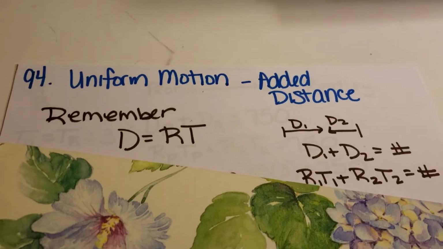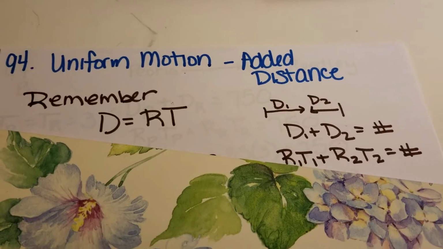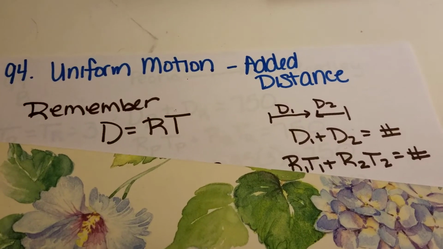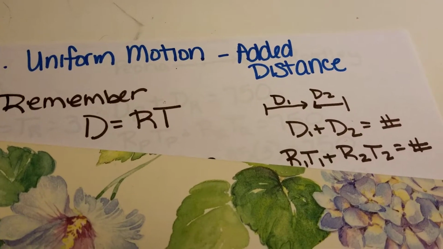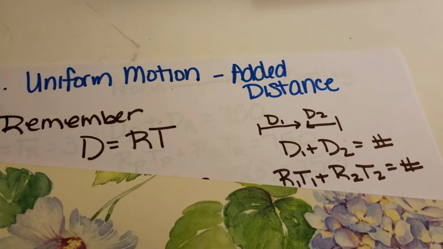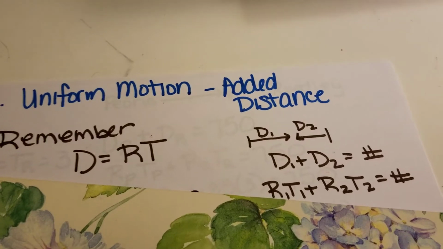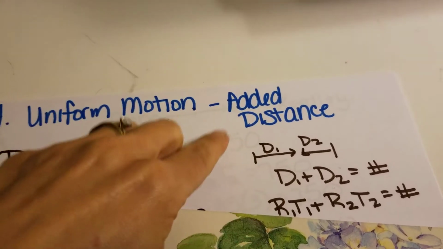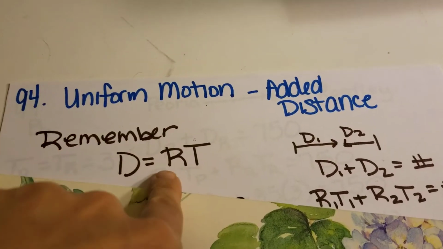All right, so lesson 94 is uniform motion. This is that new concept from last week, and I told you we'd be adding a few different versions of it that end up increasing the difficulty. Last week we had equal distances. This week we're not going to have equal distances. We're going to have an added distance. So remember that distance equals rate times time.